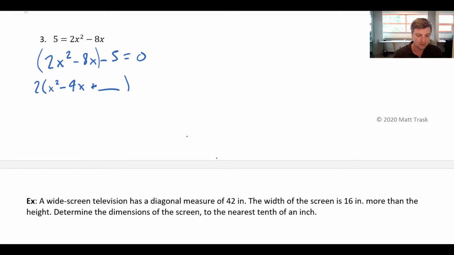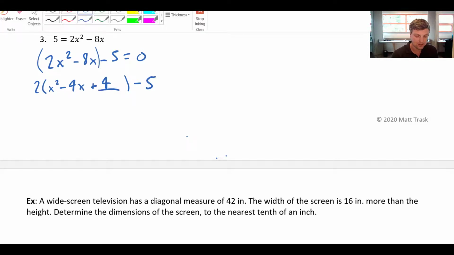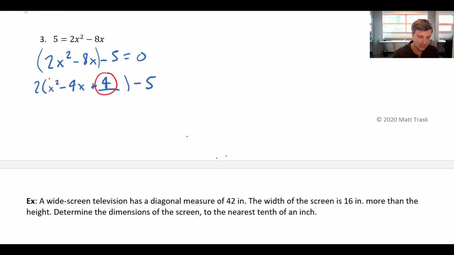Well, half that number is negative 2, and negative 2 squared is positive 4. And then I've got a minus 5 on the outside. Be careful here. When I added this 4 inside the bracket, it was really like adding 2 times 4. So outside of the bracket, I need to subtract 8. And that whole thing, of course, is still equal to 0.